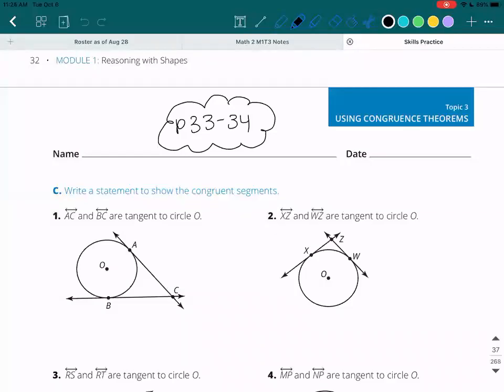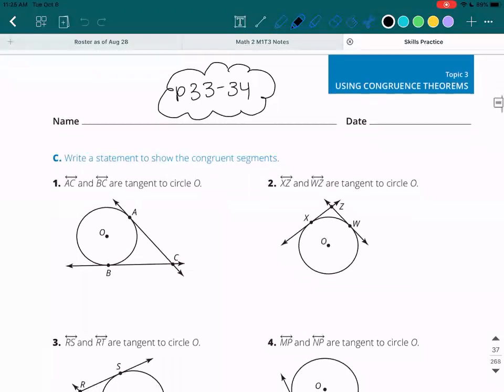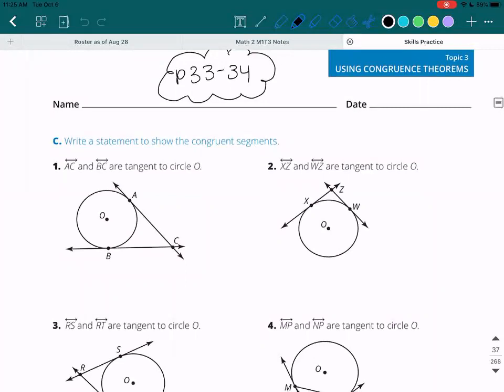So on page 33, we have to write a statement to show the congruent segments. Taking a look at number 1, we have that line AC and line BC are tangent to circle O. And then we need to show the congruent segments.